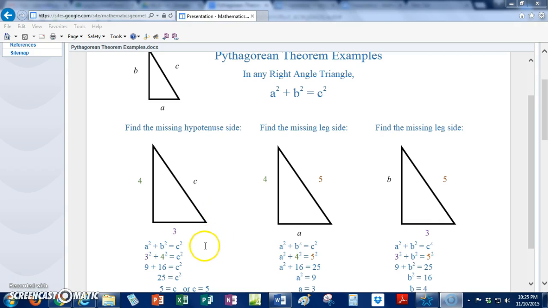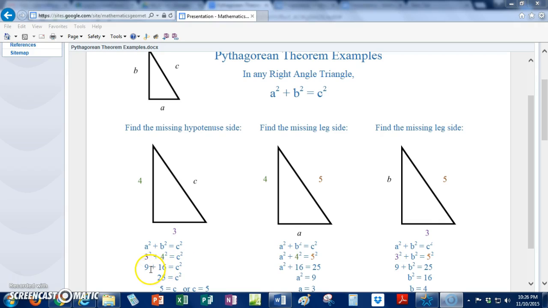The first thing that you want to do is write down the Pythagorean theorem. A squared plus b squared equals c squared. Then we're going to plug in for each of the components. So a is 3 in this example, b is 4 in this example, and c is the unknown hypotenuse. So in the Pythagorean theorem we're going to plug in 3 for a, 4 for b, and we're going to leave c as it is, and that's the side we're going to solve for.